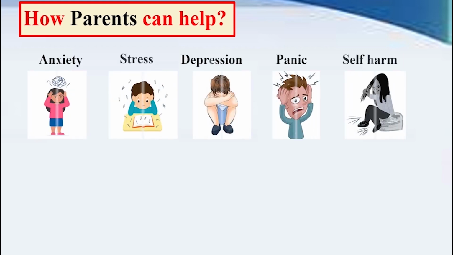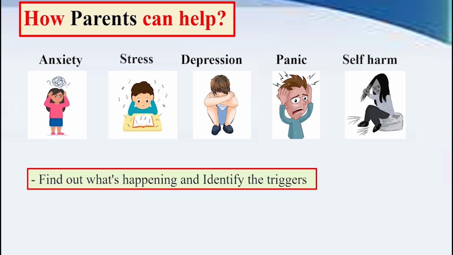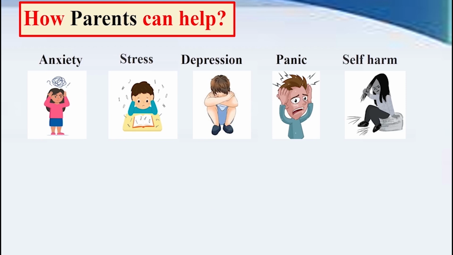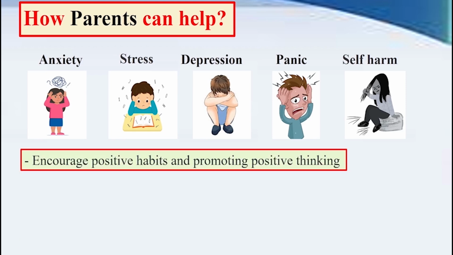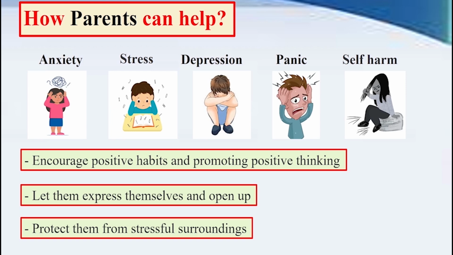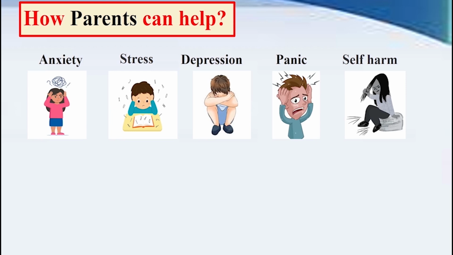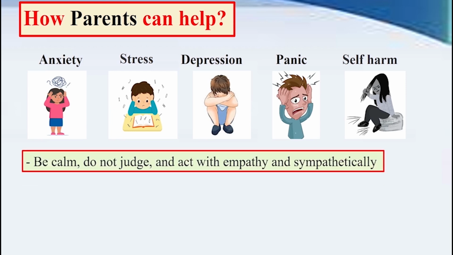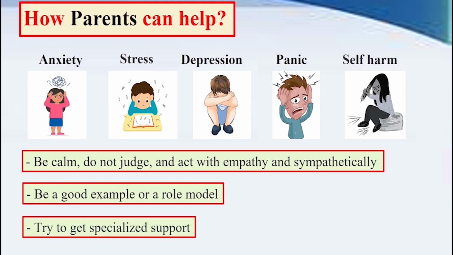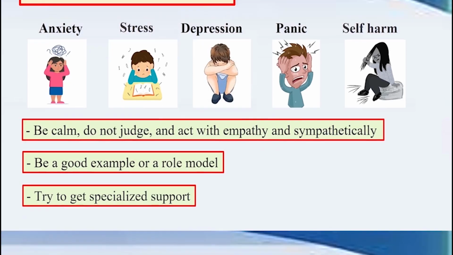In such a case, parents should find out what is happening and identify the triggers. They should spend more time with the child, encourage the child's positive habits and promote positive thinking. They should let the child express him or herself and open up. They should protect the child from the stressful surroundings. As a parent, you should be calm in such a case. Don't judge, act with empathy and sympathy, and be a good example or a role model. And try to get specialized support.